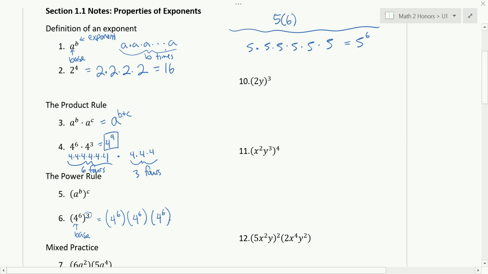And then you deal with the 6. Well, what does that mean? That means I have repeated multiplication again. I have 6 fours here, another 6 fours, and another 6 fours. So how many 4s do we end up with? 18. And so our answer is going to be 4 to the power of 18, which again is a really large number. We will just leave it 4 to the 18.